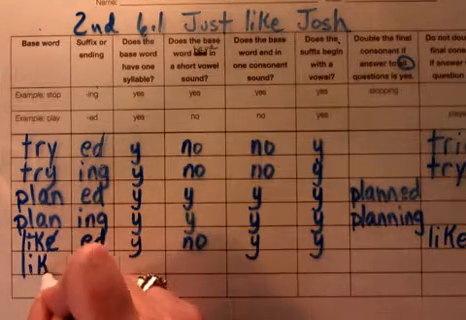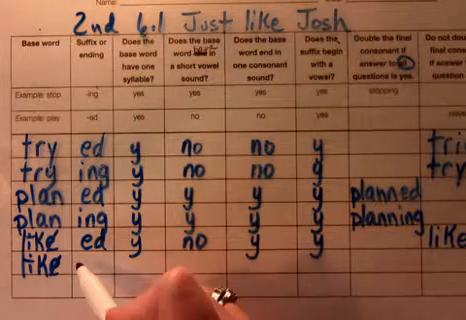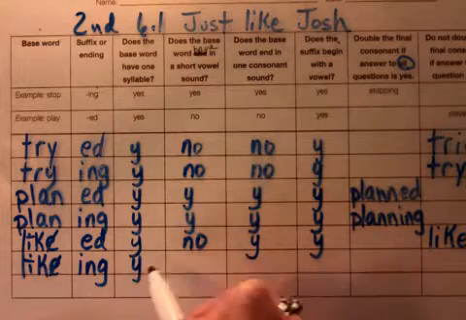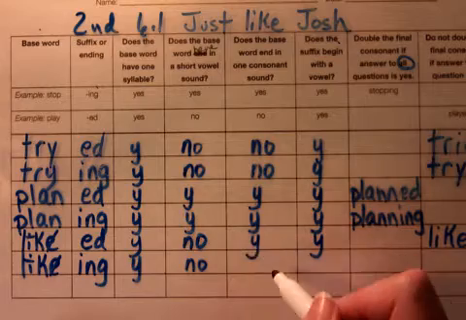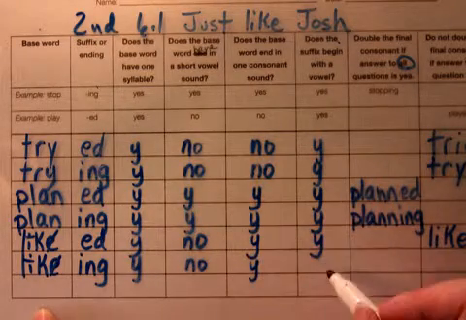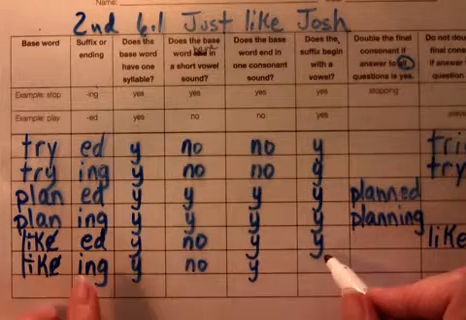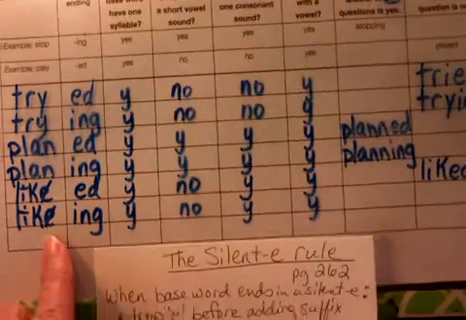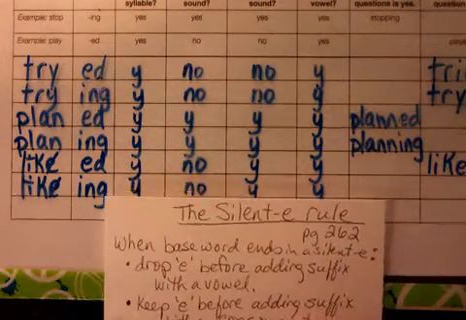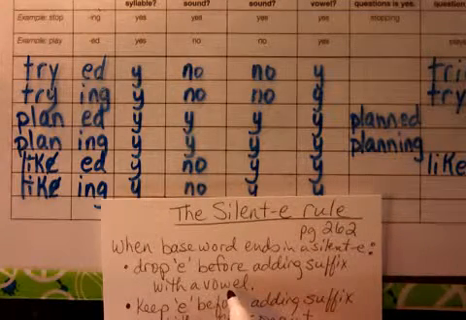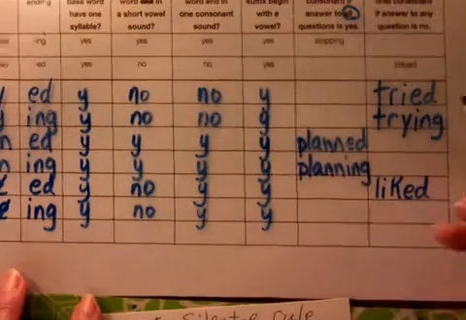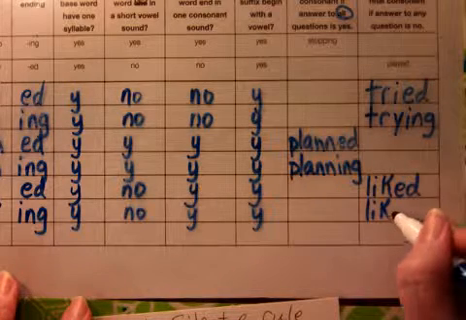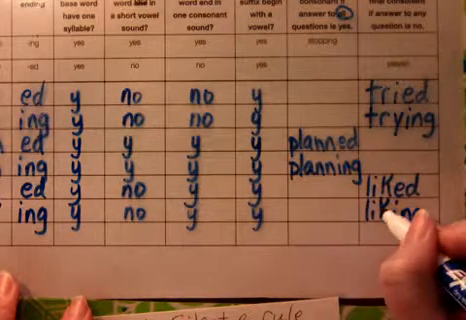Let's do another base word of like, and we're going to do liking. It does have one syllable. It does not have a short vowel. It does have one consonant ending, and the suffix does begin with a vowel. We have a no, but we have a silent E. A silent E with a suffix beginning with a vowel, we will drop the E. So we have L-I-K, drop the silent E, add I-N-G, liking.